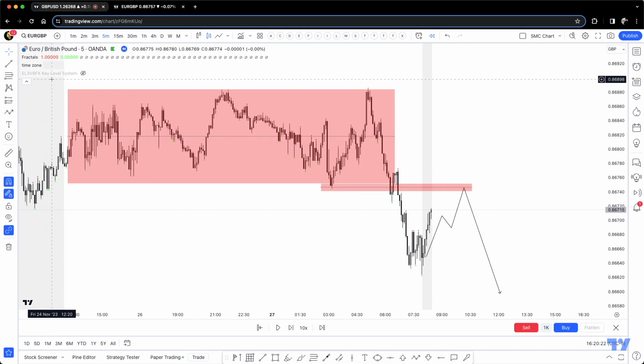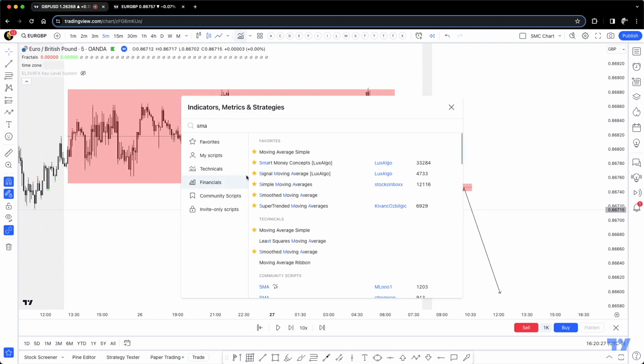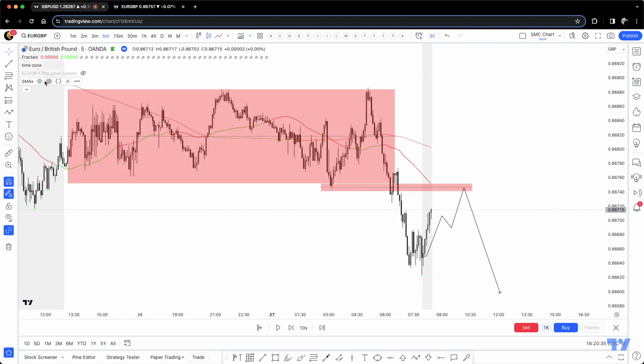Now, I forgot to add an SMA. Let's go ahead and add a simple moving average. Let's go with this one right here, right? So I'm going to add it.